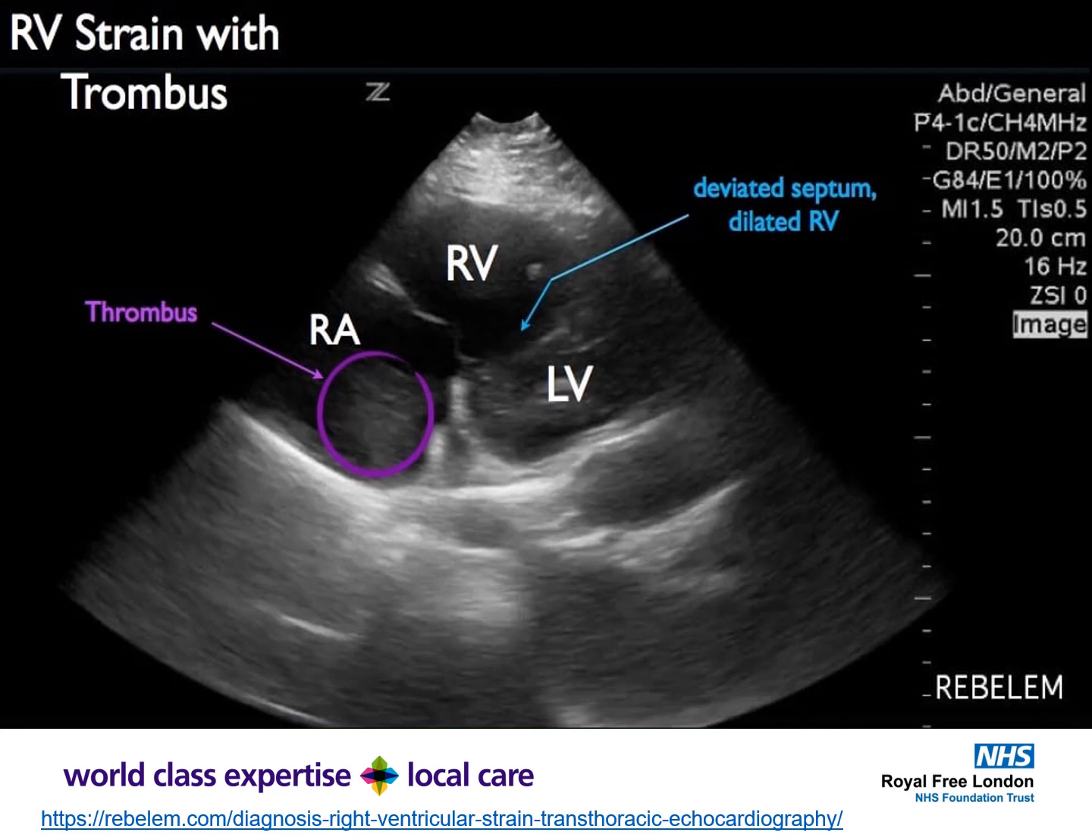Now let's have a look at a transthoracic echo. This is a long axis longitudinal slice. Although the thrombus is in the right atrium, you can see that the septum is bowed, and so therefore reducing left ventricular output. And the right ventricle is comparatively larger than the left ventricle, which normally should be the other way around. So you can see how this will look echocardiographically with right ventricular strain. The similar findings that you would see on an echo are comparable to those you would see in pulmonary embolism, although on this slide the thrombus is in the right atrium.